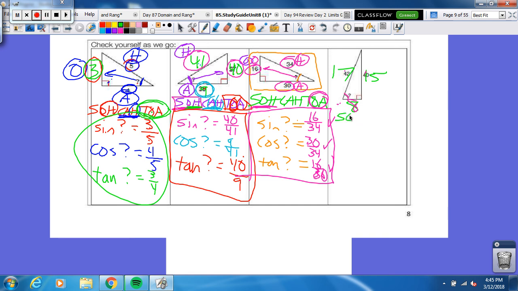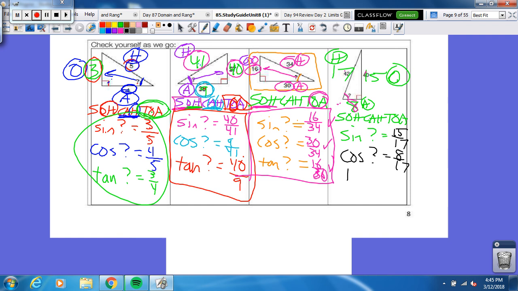All right, let's see. SOH CAH TOA. So sine of the question mark. Ooh, so this is the opposite. This is the hypotenuse, 17, and the adjacent is the 8. Okay, so sine of the question mark, that's going to be 15 over 17. You get that? Cosine of the question mark, that's going to be 8 over 17.